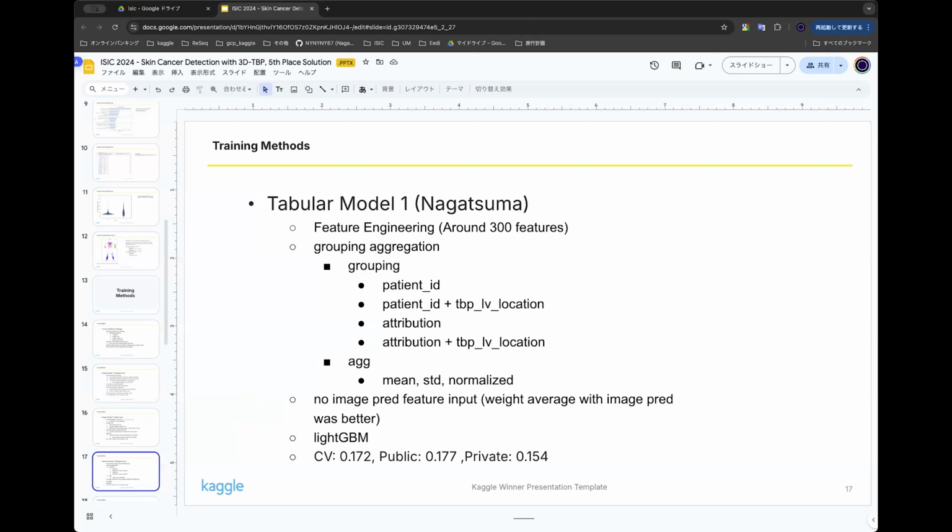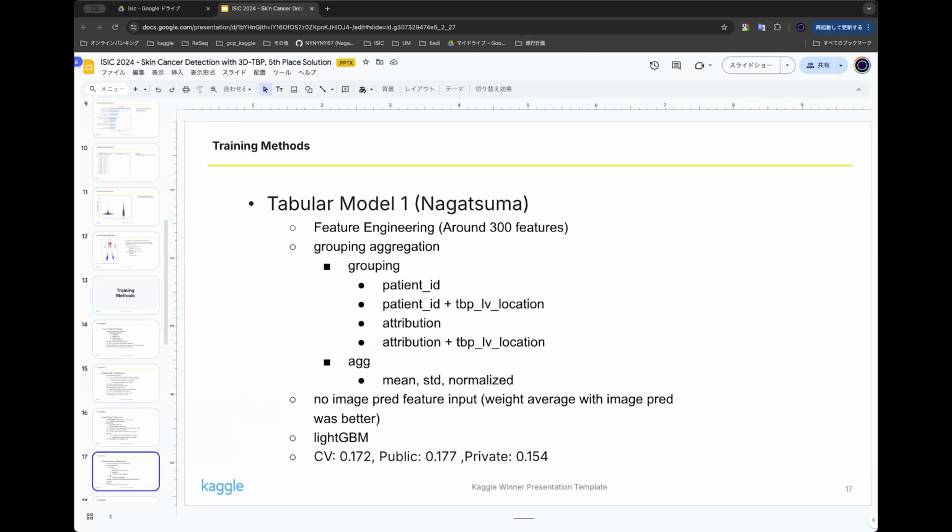Next one is tabular model 1. This model was created with a relatively simple configuration. Originally, I used a model that had been steadily improving since the beginning of the competition, but I suspected that it was overfitting to both CV and LB, so I re-examined my previous ideas and created a simple model.